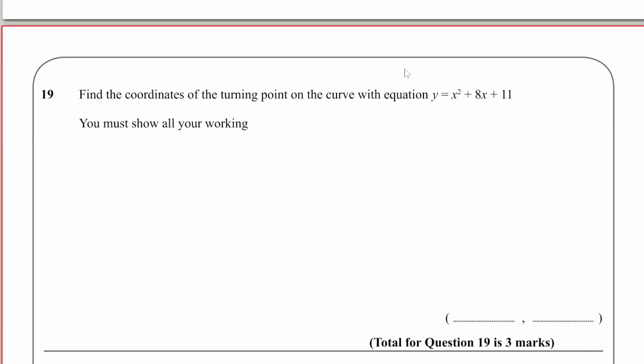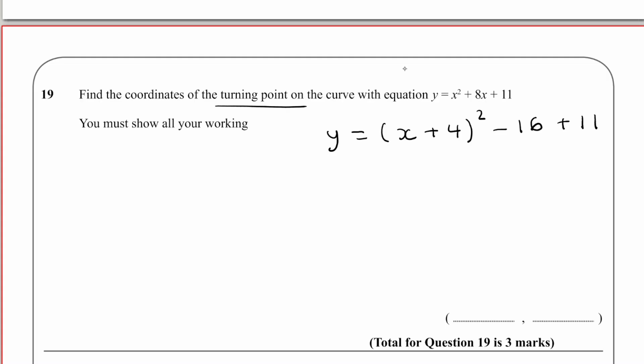Question 19. Find the coordinates of the turning point on the curve with equation y equals x squared plus 8x plus 11. You must show your working. To find the turning point of a quadratic, we can complete the square. So we're going to be halving our b, halving the middle number. Half of 8 is 4. So we're going to have x plus 4 squared. Then we're going to take away 4 squared, which is 16, and we're still going to have the plus 11.